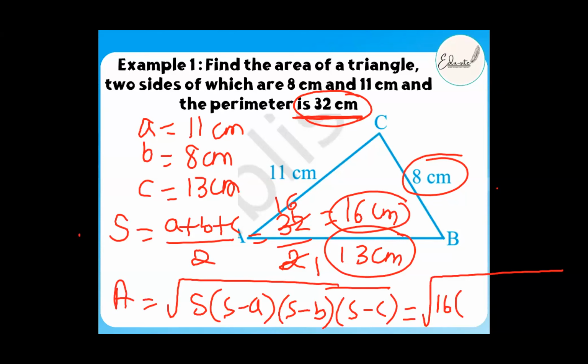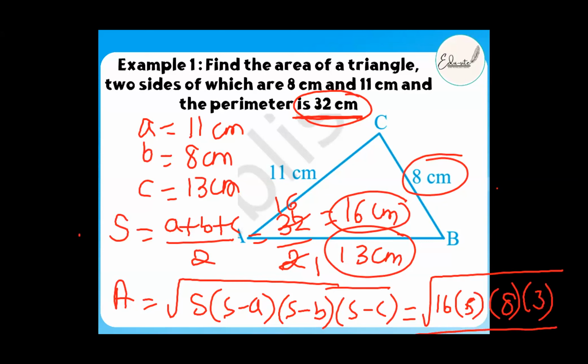16 multiplied with 16 minus what? 16 minus 11. Yes. What is 16 minus 11? Five. Is it 5? Yes. 16 minus 11 is 5. Then what is next, beta? 16 minus 8, right? Yes. What is 16 minus 8? 8. Very good. What is 16 minus 13? 3. So it is 3. Let's just write it as 3.